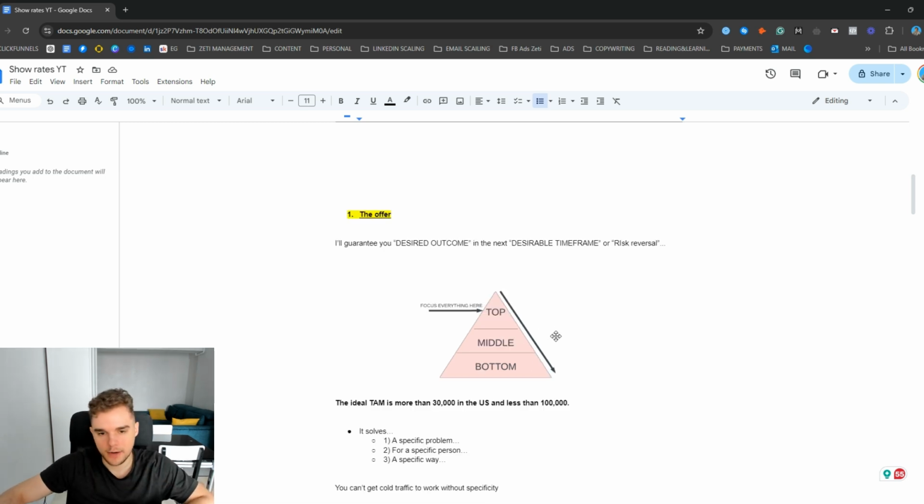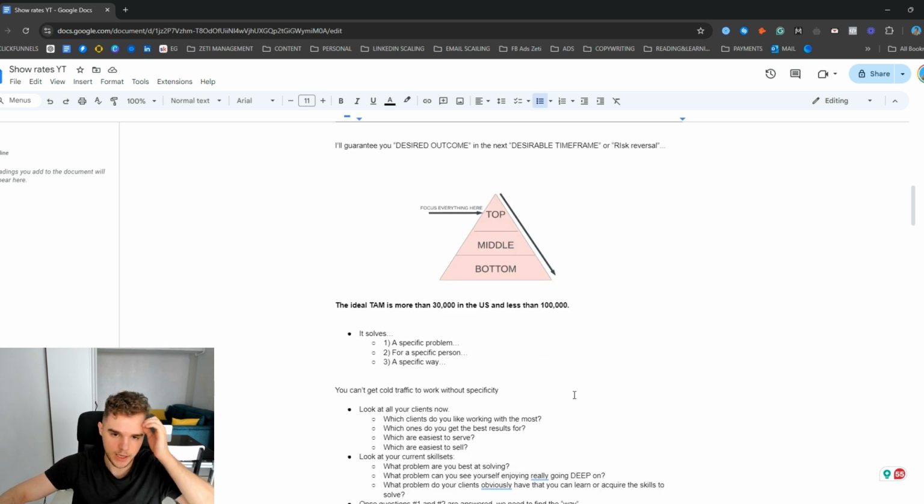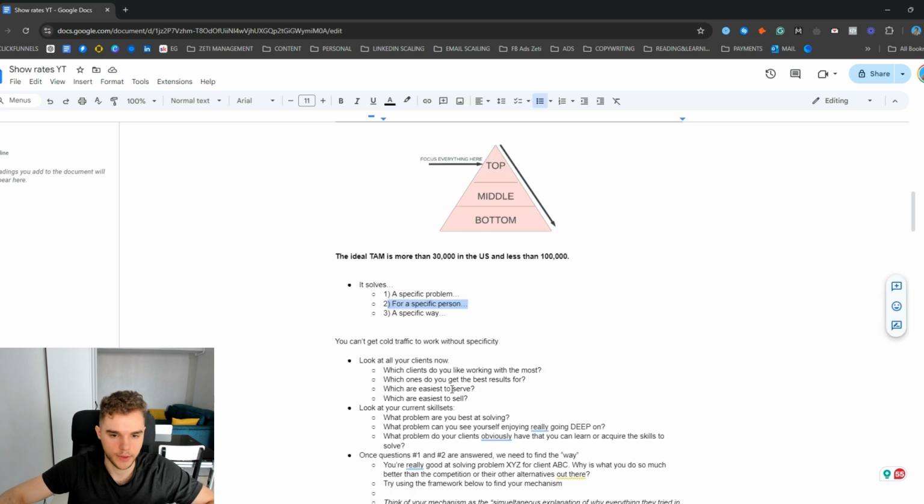Essentially, when it comes to the offer, you want to focus everything on the top of the market, the top 10% of your clients, and you want to make sure that your total addressable market is between 30,000 and 100,000 in the US. So you want to be super specific. And the key when it comes to offer and messaging on the front end is being super specific. That means you have to follow the 3S formula: solve a specific problem for a specific person in one specific way. I took this from Cole Gordon, but it's really useful and it's a very good way to view and build your offers, because you cannot get cold traffic to work without specificity.